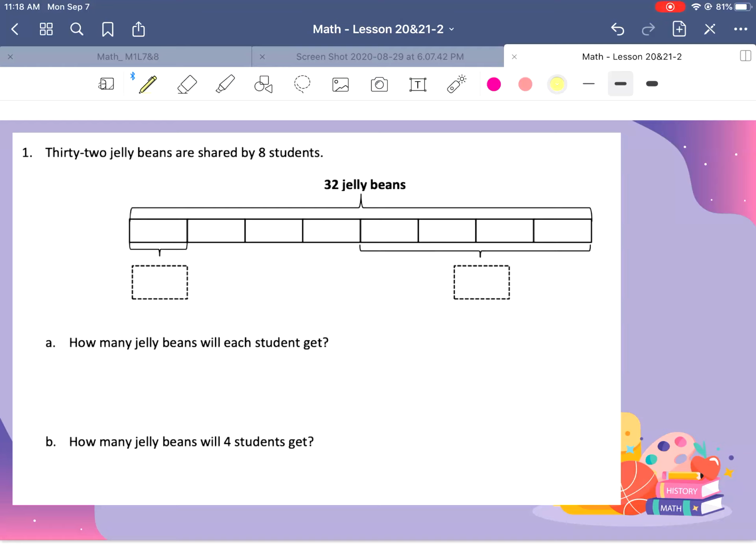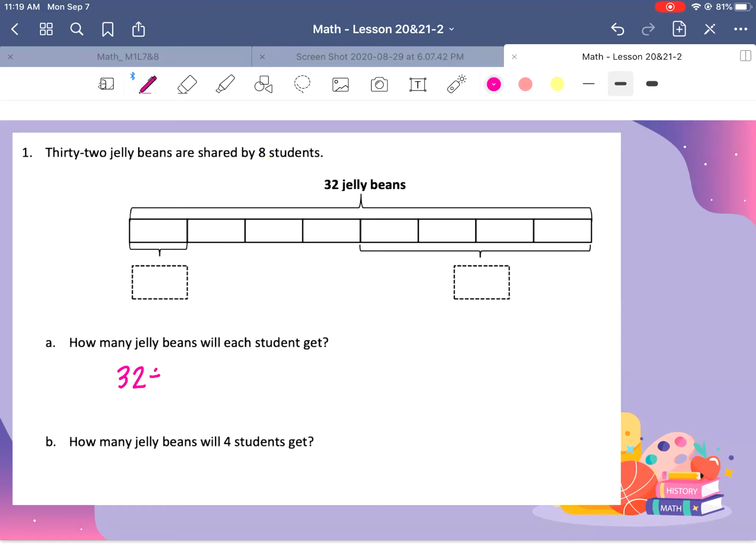32 jelly beans are shared by 8 students. How many jelly beans will each student get? So once again, there are 32 jelly beans and they have been divided among 8 students. And now I'm going to figure out how many jelly beans each student gets. So there are 2 ways to do it. First, I just draw the jelly beans in the boxes, 1 jelly bean at a time, until there are no more jelly beans left. Or I can also do my division.